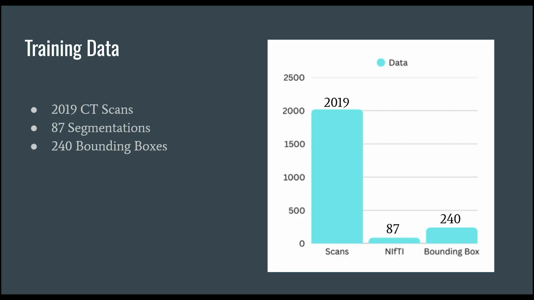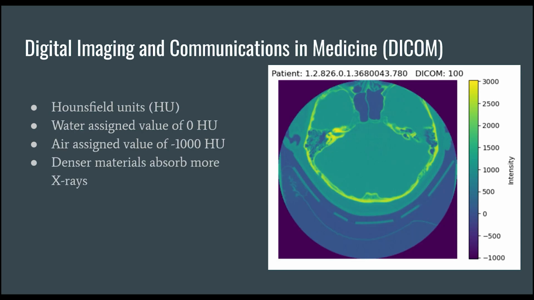For our training data, we have 2019 CT scans. We have segmentation data for 87 scans and bounding boxes, which show the locations of fractures, for 240 scans. Each scan is broken down into hundreds of DICOM files, where each DICOM image is a horizontal slice of the scan, starting at the head and moving downward through the body.